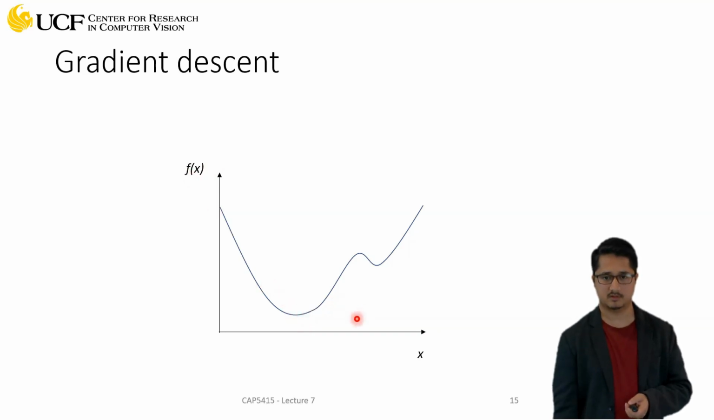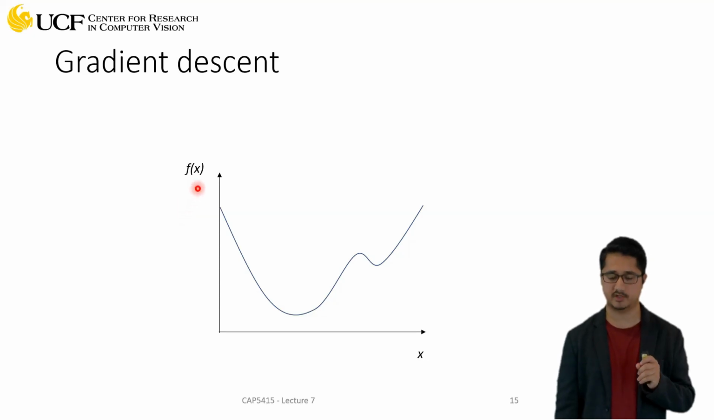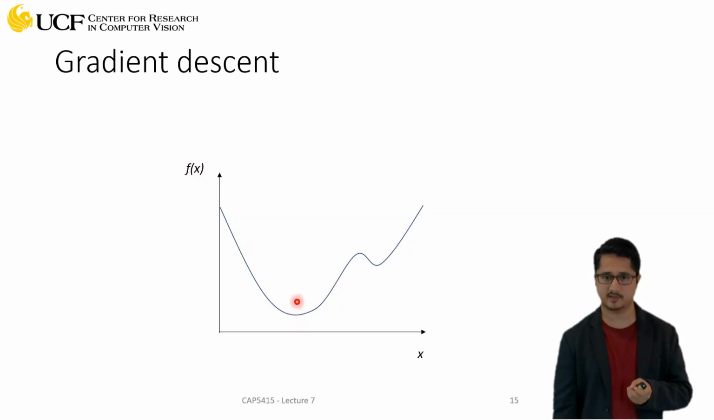Sorry, so f is not the network, it's the loss function which you're trying to optimize. This is the loss function f, and we want to minimize the value of the loss. In this case, we can see that the minimum value is at this location, the bottom location, and it can't go any further down. That's the minimum we can achieve.